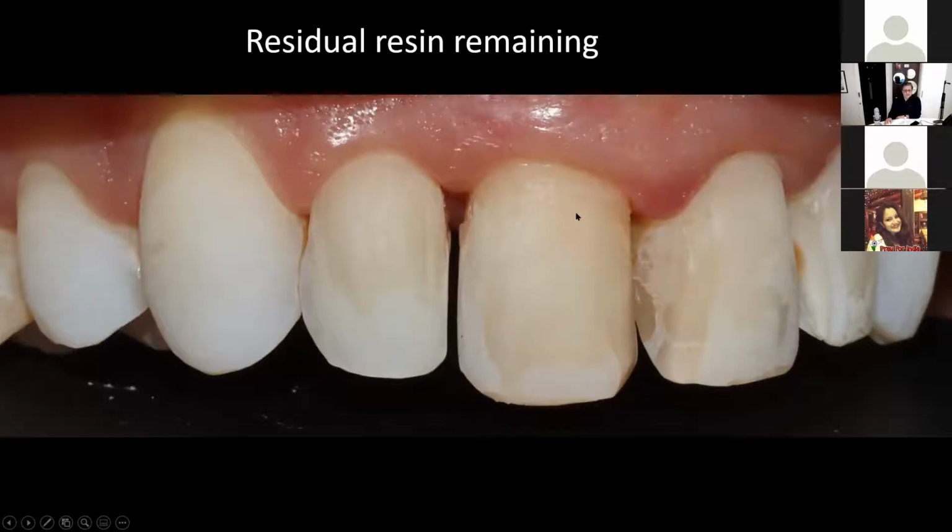I would be happy having that on, or they can get away with it, but I prefer to remove it. Does anyone know how to remove this? Alexander has answered pumice. Pumice?